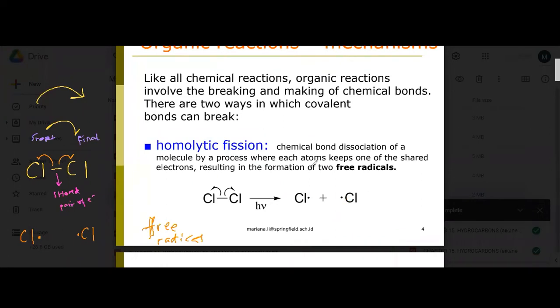These homolytic fissions will not occur if there is no trigger. The trigger for these reactions is UV light. So once again, homolytic fission only occurs if UV light is present. It is a source of energy for the homolytic fission to occur.